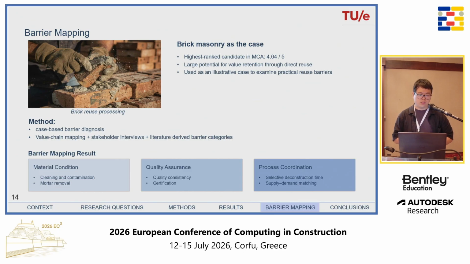And we use these two methods, case-based barrier diagnosis and also value chain mapping, with stakeholder interviews and the research-driven barrier categories. And here comes the result part. There are also several indicators we should consider, including material condition, quality assurance, and process coordination.